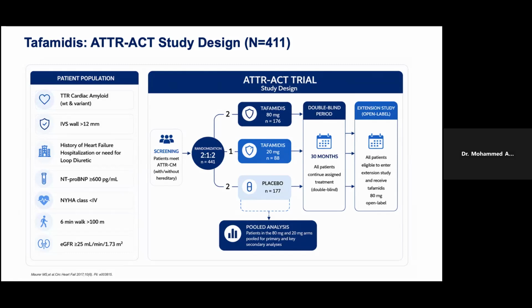The patients were randomized in a 2:1:2 ratio to receive tafamidis 80 milligrams, tafamidis 20 milligrams, or placebo for 30 months. For the primary analysis, the 2 tafamidis dose groups were combined to evaluate the primary endpoint, a hierarchical composite of all-cause mortality and frequency of cardiovascular-related hospitalization.